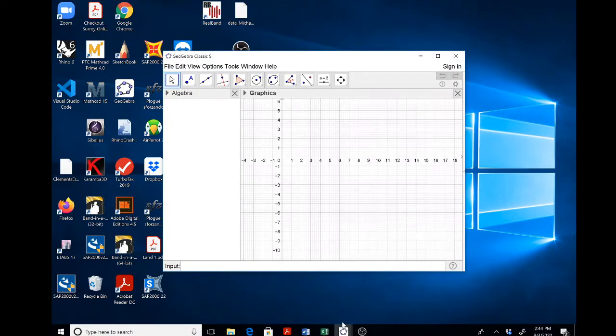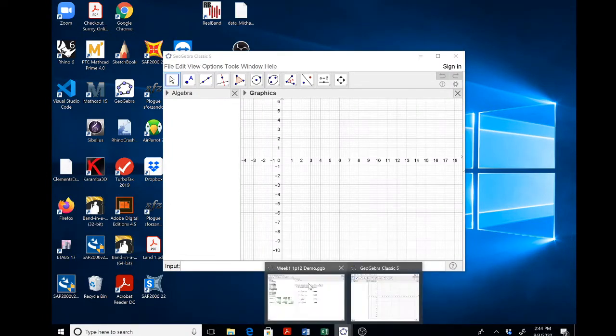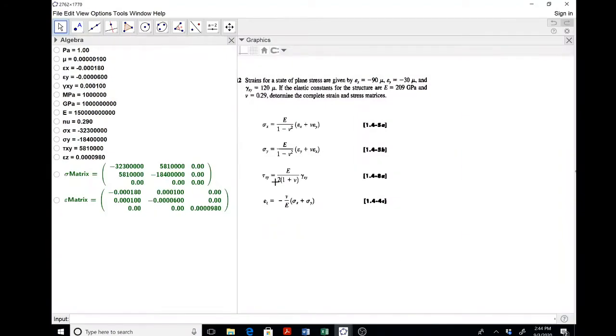And what I'm going to do is establish units in my algebra window, and I will be using pascals. But notice what I will say. I will just say pascals is 1, but then I will say megapascals is 1,000,000 pascals, and gigapascals is 1 times 10 to the 9th pascals.